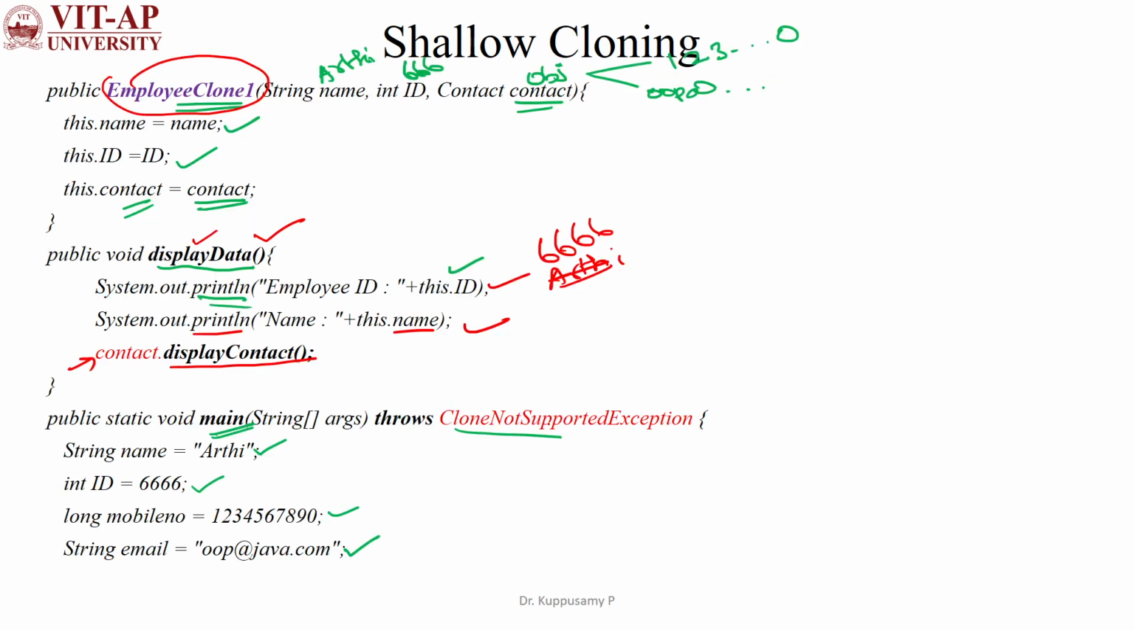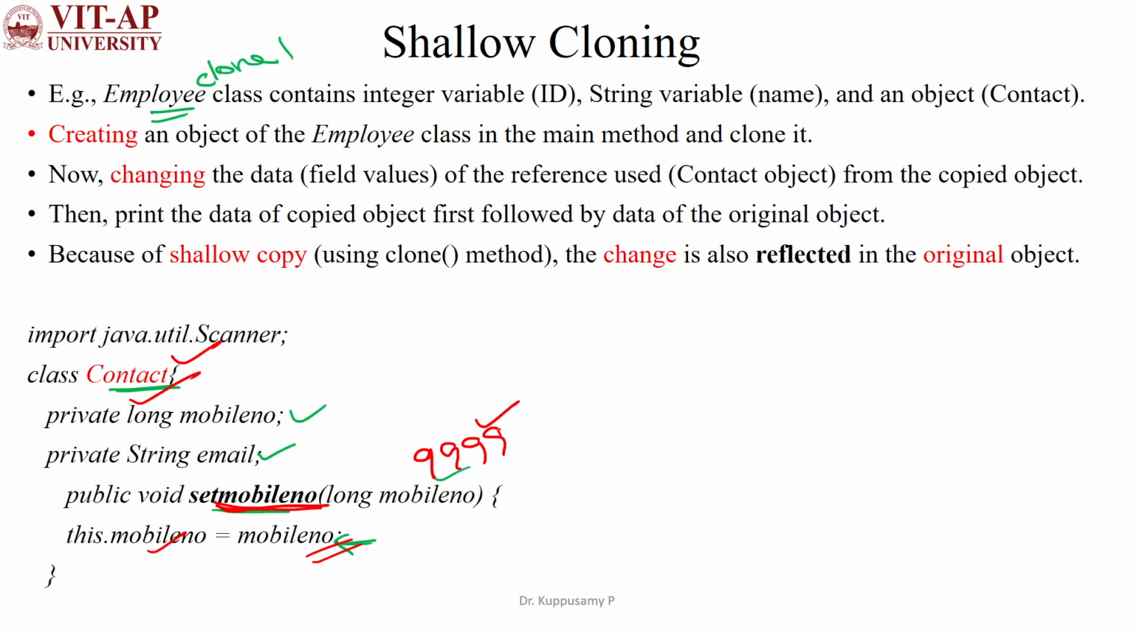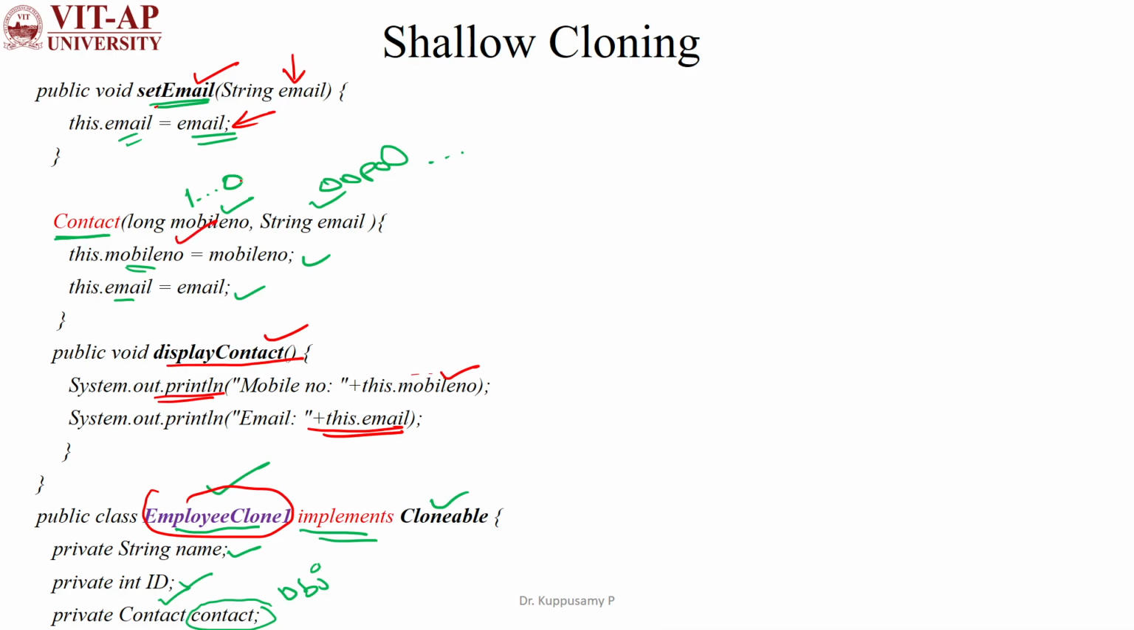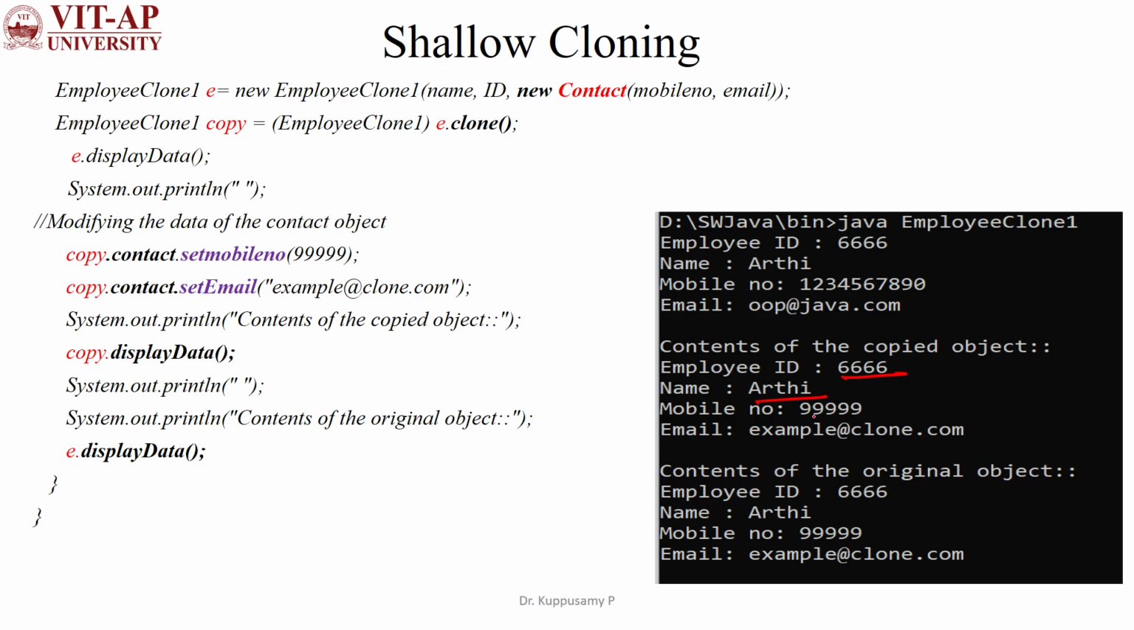After that, the mobile number is called by using display contact. In the display contact, you see we have updated the mobile number, five 9s. Contact is passing the mobile number as five 9s here, and the email is example@clone.com. That is the value. So both values are updated, and we get the five 9s and example@clone.com. So now the values are displayed.